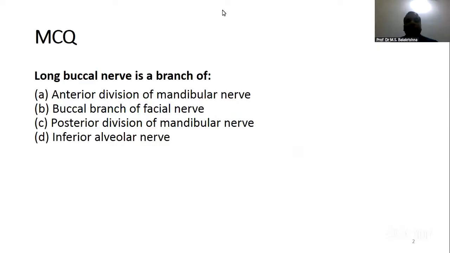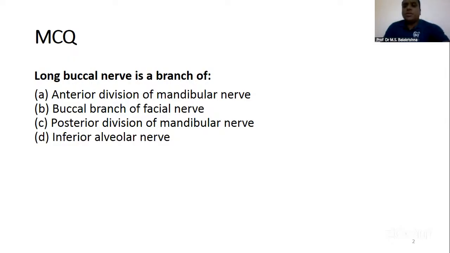So the first question of the day is: long buccal nerve is a branch of what? You have your trigeminal nerve. In your trigeminal nerve, you have ophthalmic, maxillary, and mandibular. First of all, you should know the entire branches of the trigeminal nerve. Ophthalmic, it's okay, but for the maxillary nerve and mandibular nerve, in and out, there is no excuse if you don't know, because that will help you in anatomy as well as in your oral surgery.